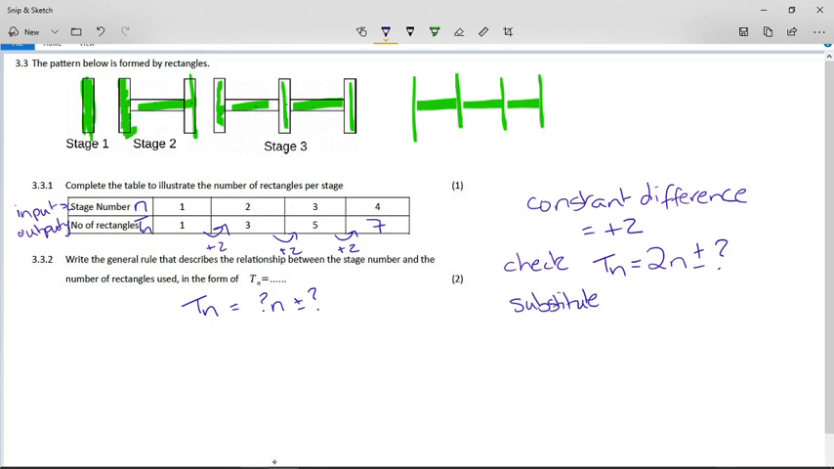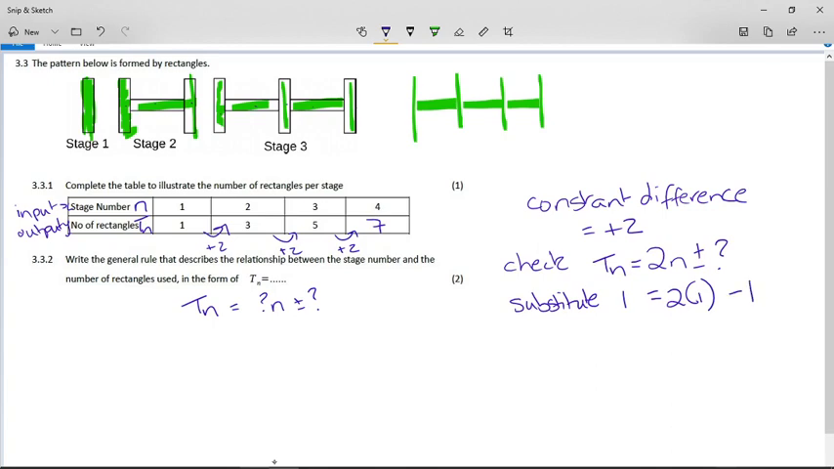So Tn for stage 1 is 1, which is going to be equal to 2 times 1. So 2 times 1 is 2. Is 1 equal to 2? No, this is not a true mathematical statement, so we must make it true by adding or subtracting a number. So 2 minus 1 is 1.